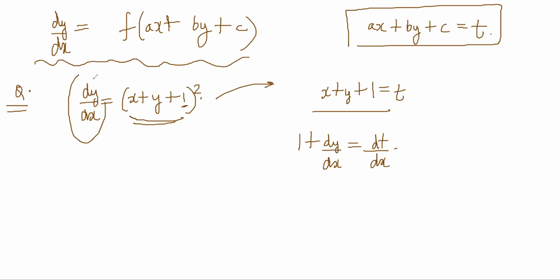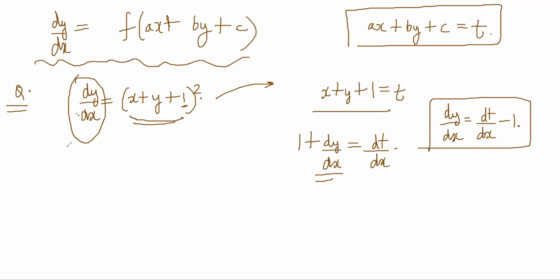No, but here it is like this, so I should do d by dx. If it was d by dy, I would have done d by dy. There is no compulsion, but I need to use this. So this is this, and you get dy by dx is equal to dt by dx minus 1. So this is dt by dx minus 1 is equal to t square now.